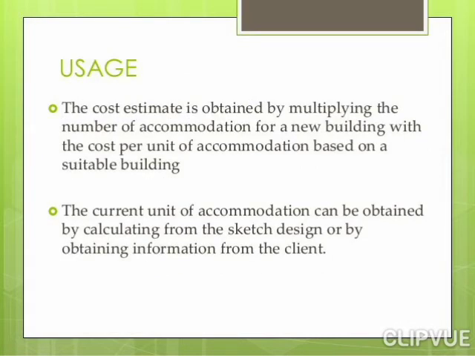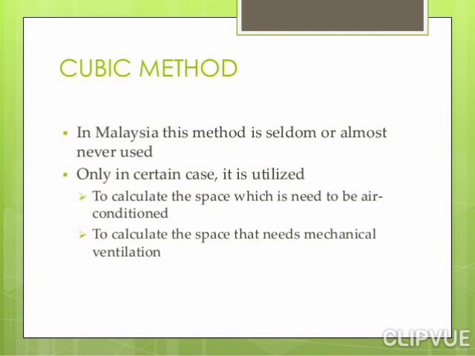Usage. The cost estimate is obtained by multiplying the number of accommodation units for a new building with the cost per unit of accommodation based on a suitable building. The current unit of accommodation can be obtained by calculating from the sketch design or by obtaining the information from the client.